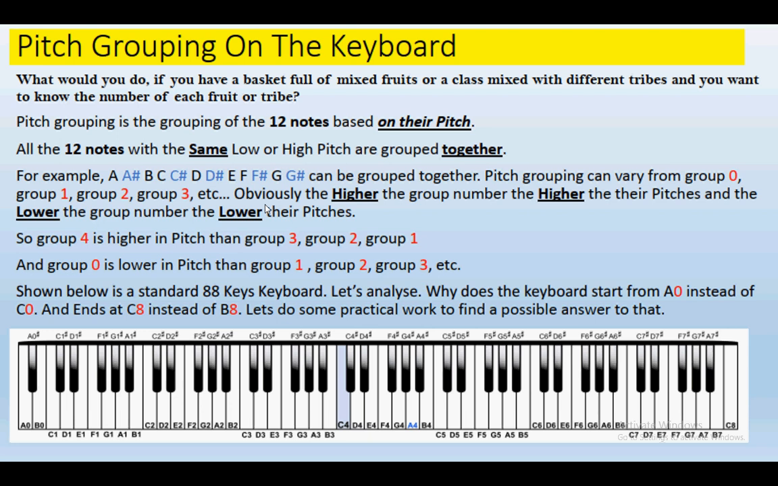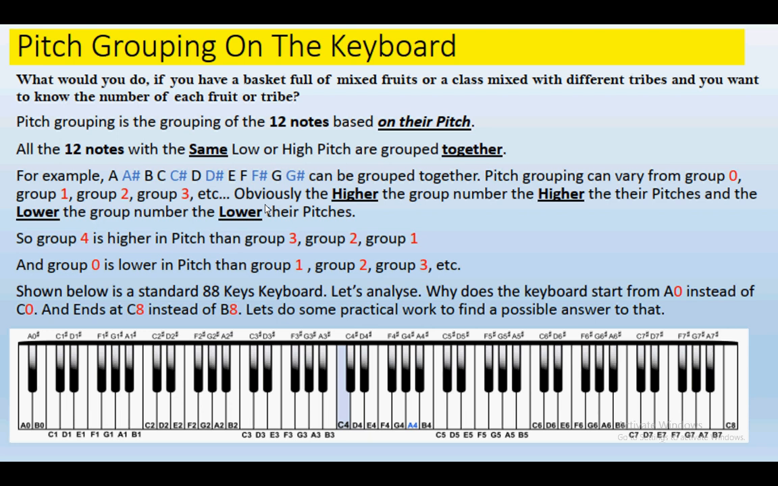Alright, so there's a lot here to read. You can just pause the video and read. Let me look at the last statement I wrote here. Shown below is a standard 88-key keyboard. Let's analyze: why does the keyboard start from A0 instead of C0, and end at C8 instead of B8?